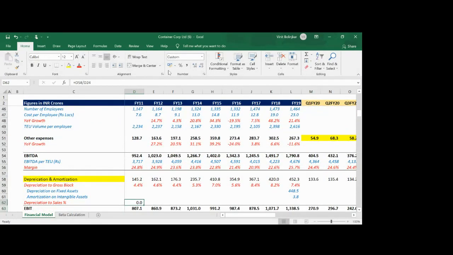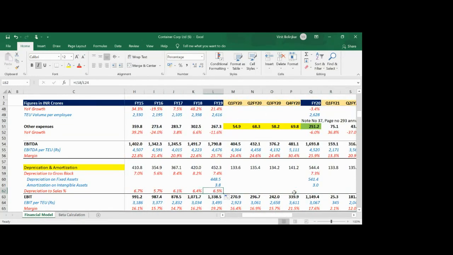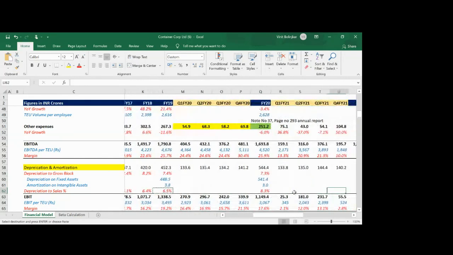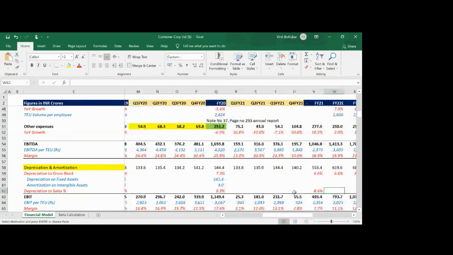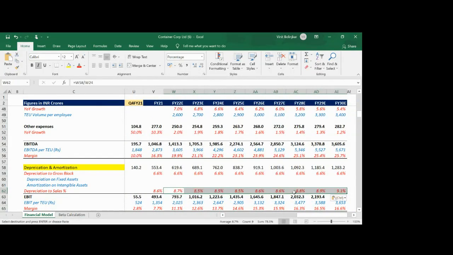So you can see that it is 3.8% of sales. And if I were to drag this to the right, you will see that the depreciation was more or less 4% of sales, but somewhere in FY15 it really picked up, 6.7, 6.5, right? And in FY20 it was close to 8.3, 8.6 in FY21, and I can just fill it out here.